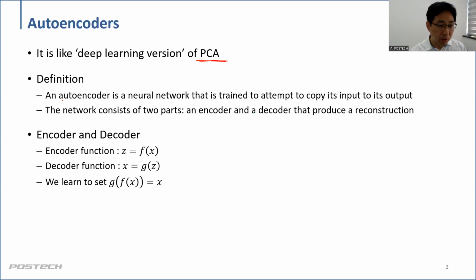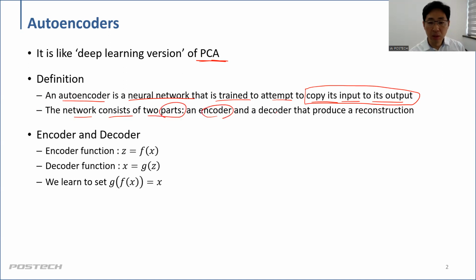The definition of the autoencoder is a neural net that is trained to attempt to copy its input to its outputs. So remember that one right now. The network consists of two parts. The first one is the encoder, and the latter part is the decoder. At this moment, that's it. If you don't understand what I'm talking about, it's totally fine, because later on I will explain with figures.